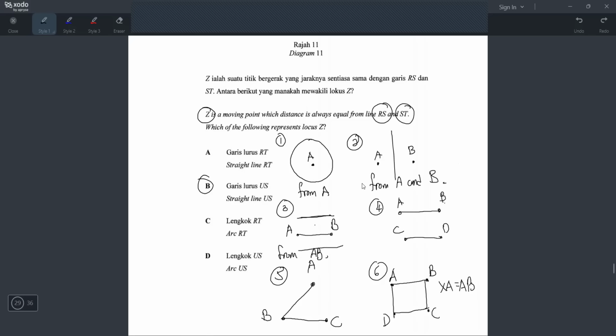Okay, next one, question 4. This one, they will tell you from AB and CD. From AB and CD. Because it's two lines, right? And what you do, you just cut it in the middle. But of course, if the two lines are like this, then you cut like that, right? So just cut in the middle.